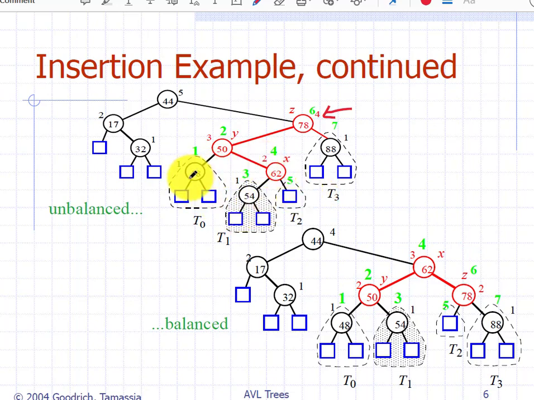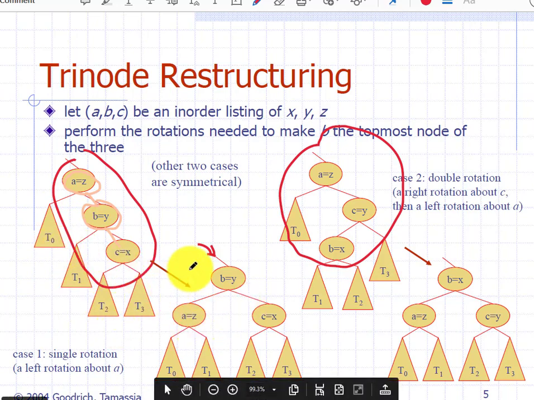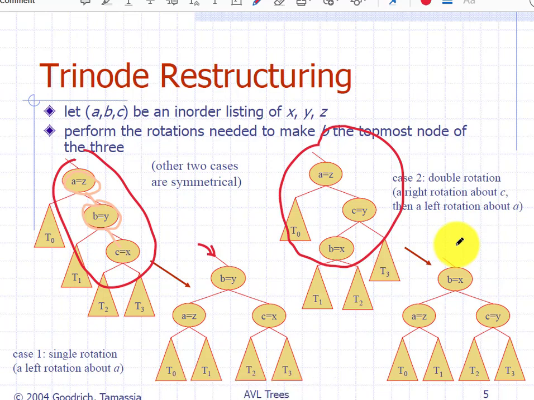Before, I said you need to organize those 4 subtrees: T0, T1, T2, T3. T0, T1 are the left child of B, and T2 and T3 would be on this side. Notice that the ordering of the subtrees will always remain. From here to here, the ordering is the same. From here to here, the ordering is the same. So all you got to do is, before you restructure, mark your subtrees. And after you restructure, connect your subtrees.